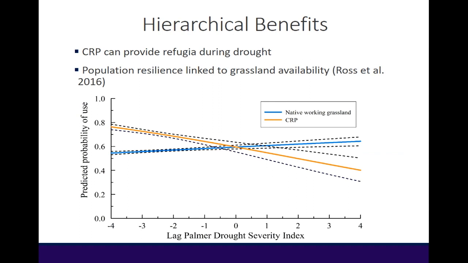So by providing CRP on these landscapes in western Kansas and eastern Colorado, you're not only providing heterogeneity to provide habitat for a variety of life stages, you're also ensuring habitat among wet and dry years.